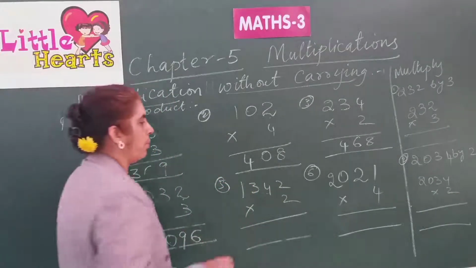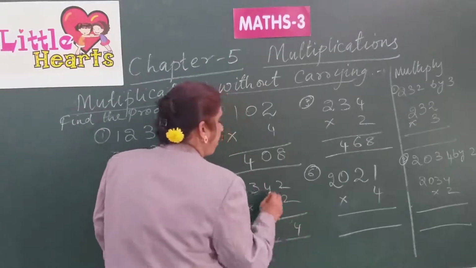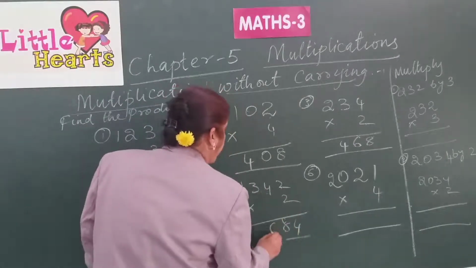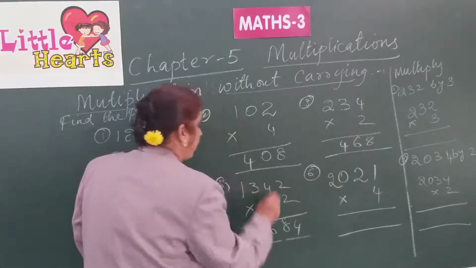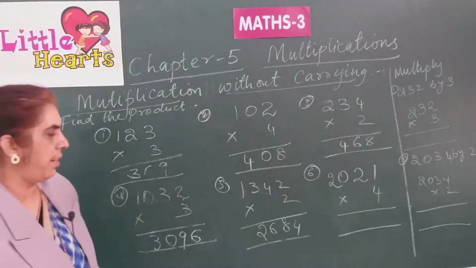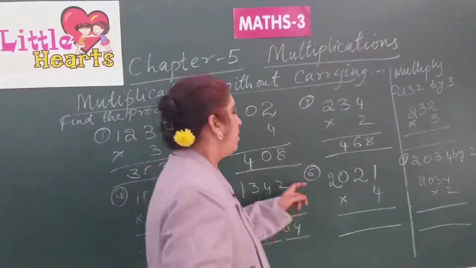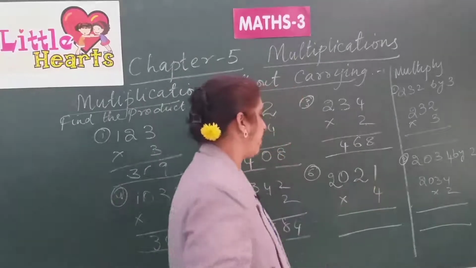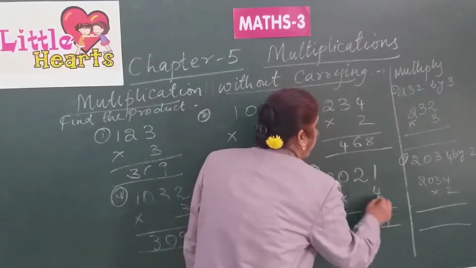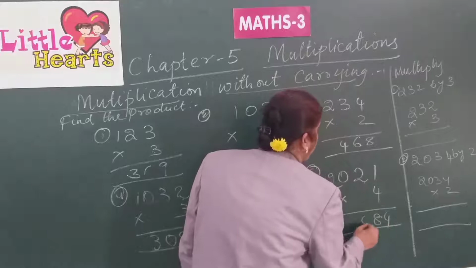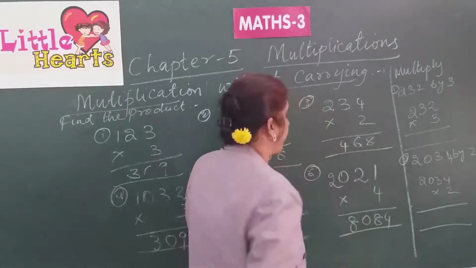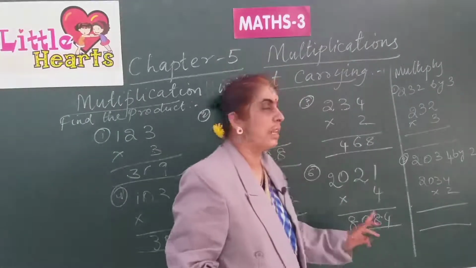1342 into 2. 2 2s are 4, 2 4s are 8, 2 3s are 6, 2 1s are 2. 2684 is the answer. 2021 into 4. 4 1s are 4, 4 2s are 8, 4 zeros are 0, 4 2s are 8. 8084 is the answer.